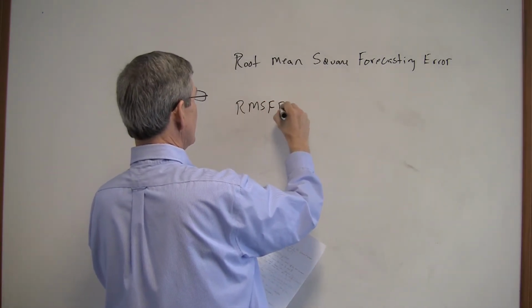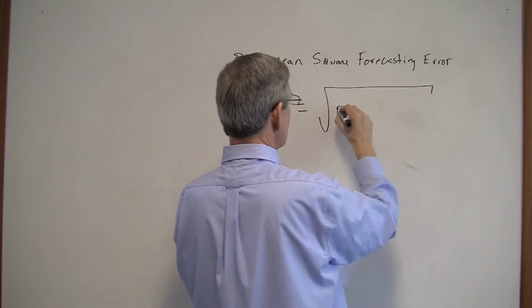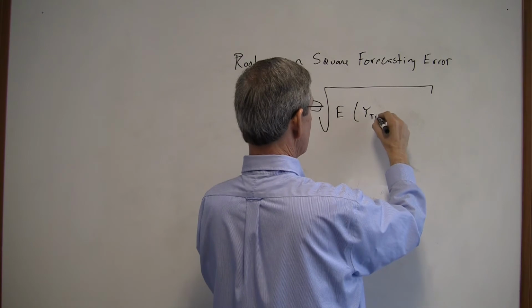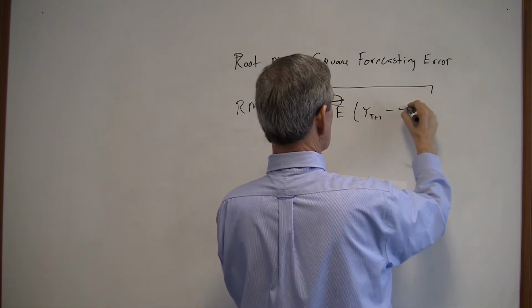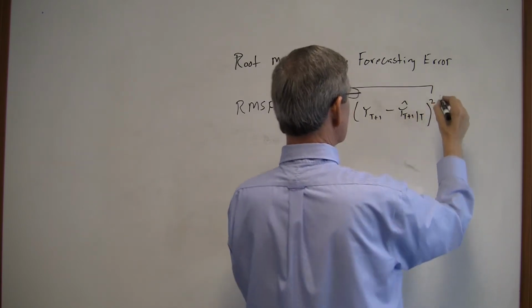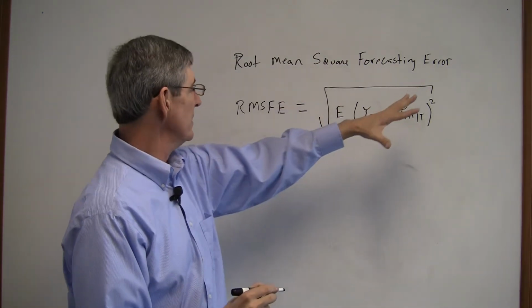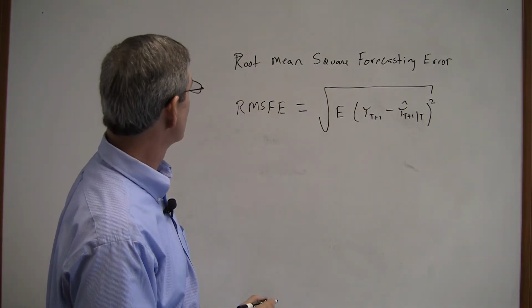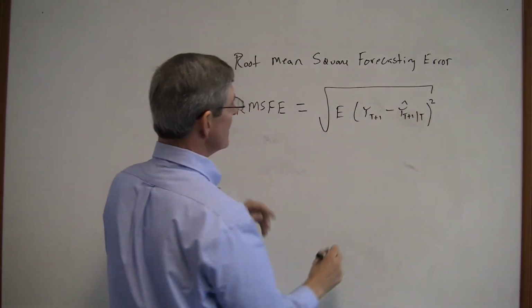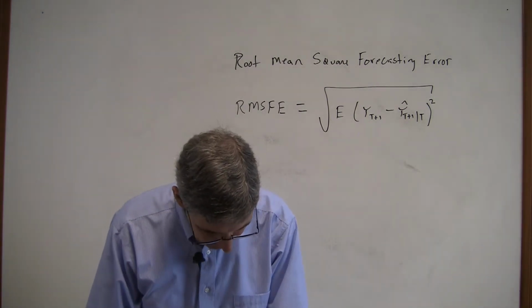So the root mean square forecast error is defined to be the square root of the expected value of (y_{t+1} minus y hat_{t+1}) given t, squared. So this is the expected squared deviation. We then take the square root to get basically the standard error. If you don't have the word root in front of this, just mean square error, it just means this without the square root. So this is going to be a measure of the size of our forecasting error.